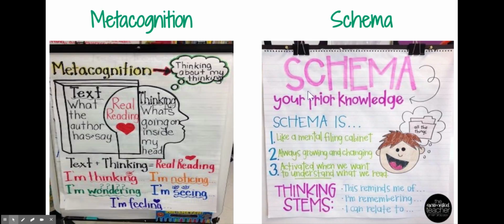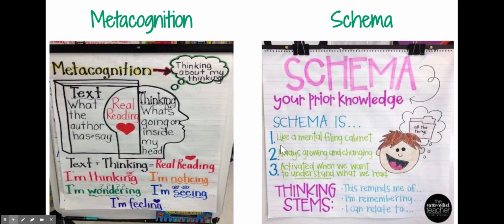Schema is your prior knowledge that makes a connection to what you are reading. Schema is like a metal filing cabinet, always growing and changing, activated when we want to understand what we read. For us to connect with our text as we're reading, we have to have some form of background prior knowledge. Some things you can think as you're thinking about your schema in connection with your text: this reminds me of when, I'm remembering, I can relate to.